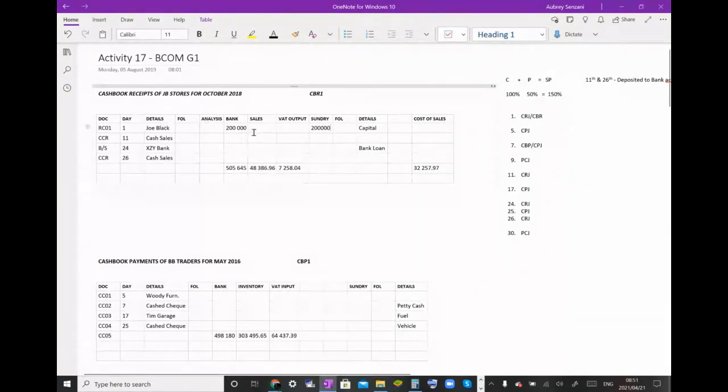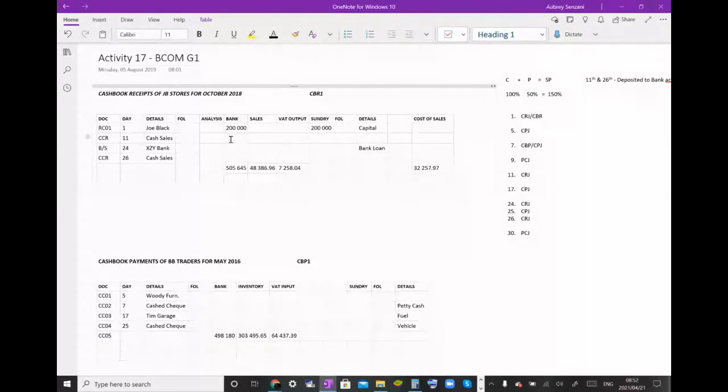Remember, in our lessons with unit 1 and 2, we learned that at least two accounts are affected by every transaction. Bank has been affected, and now capital has been affected. But can you see, capital doesn't have a column of its own. So we have to place that amount under sundry, and then under details we put capital. Okay, right. Then we move on.